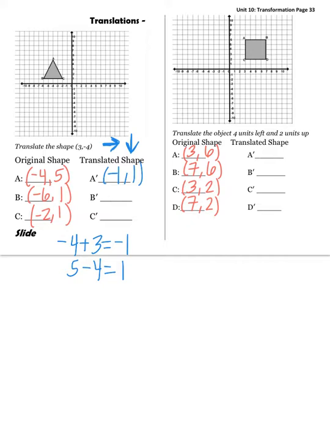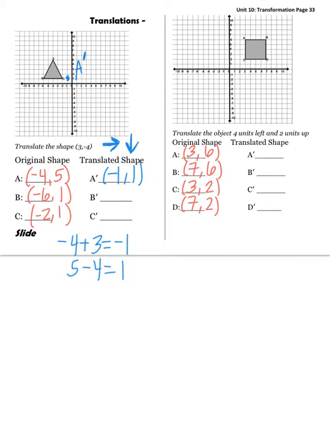We can also count the squares again. So from -4, 5. 1, 2, 3, 4. Or 1, 3. 1, 2, 3. And then down 4. 1, 2, 3, 4. So -1, 1 is right. Be sure you label points and be sure you put the prime with it.